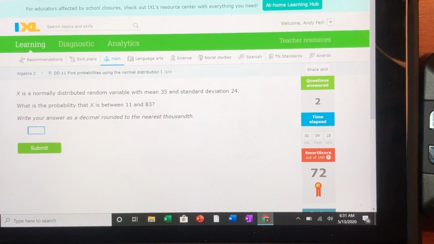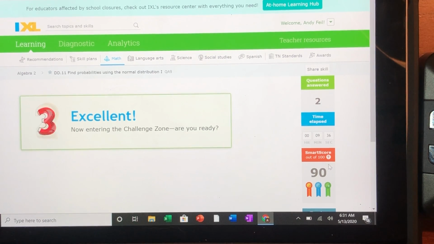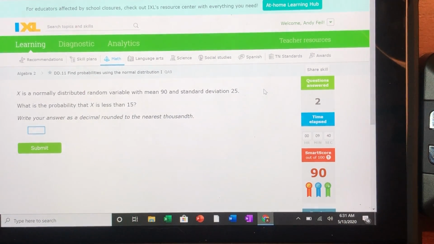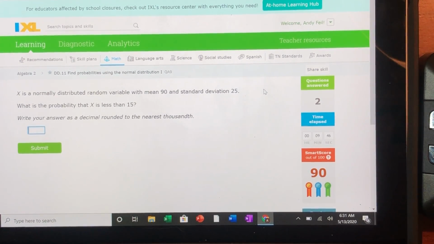Okay, let's jump up one more level. Let's do one more problem and see how this goes here. We're at 72. Let's see if we jump up another level. Certainly that'll get us 90. Goodness. All right, if we can do a problem up here, then we should be able to do any of them. X is a normally distributed random variable with a mean of 90 and a standard deviation of 25. What's the probability that X is less than 15? All right, let's see. 90, 25, X is less than 15.